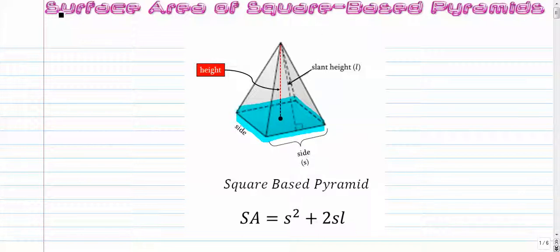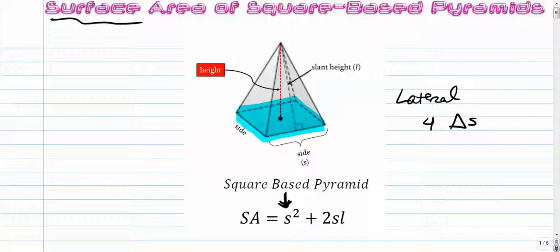Because we're looking at surface area, we want to think about basically two components. This is the base, S squared, which is the square, of course, and everything else is what we call the lateral surface area, the side surface area, which is basically made up of 4 triangles. And these triangles are all congruent, so it's really simple to calculate the area of one of them.